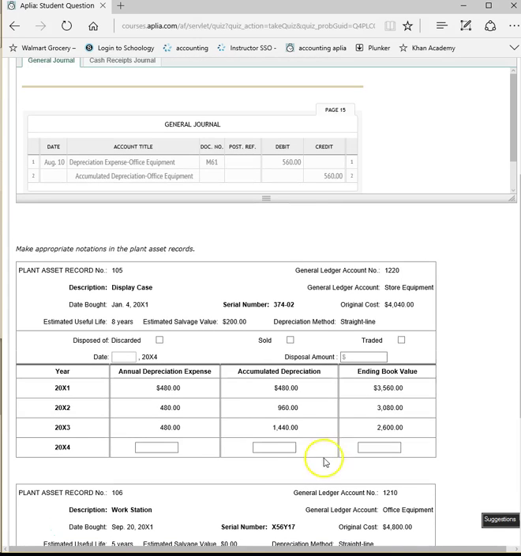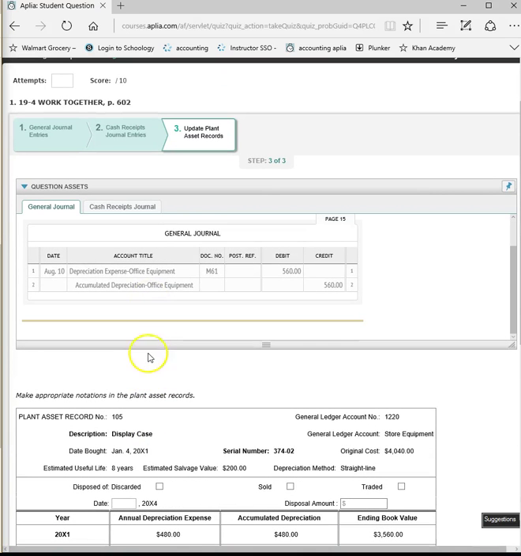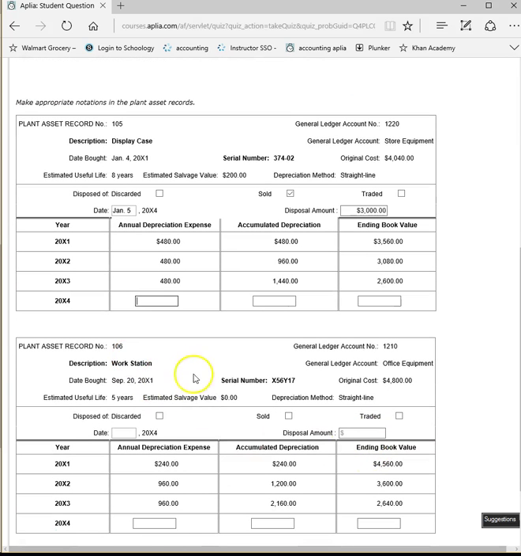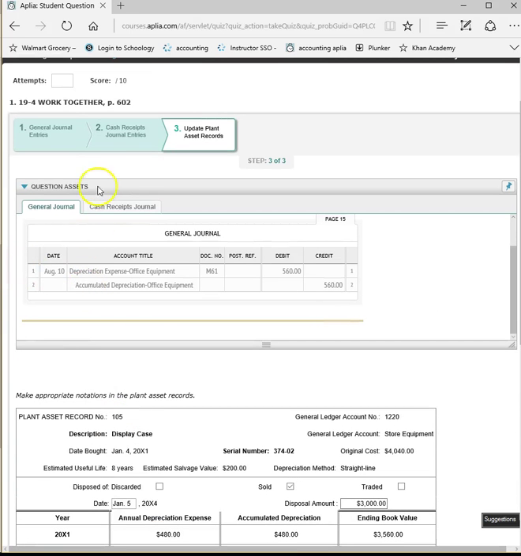Okay, update plant asset records. This just means that we need to sort of close the books on the two things that we just sold. We sold this one on January 5th for $3,000. For 2014, remember we didn't do anything for depreciation that year because we sold it on the 1st of January, so it rolls back to January 1, so we can leave those blank. Then here we sold this guy on August 10th, and we sold it for $2,000. All this stuff is up here if you needed to see it again.